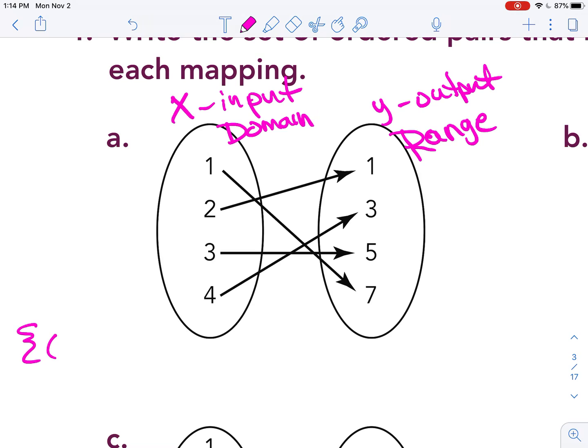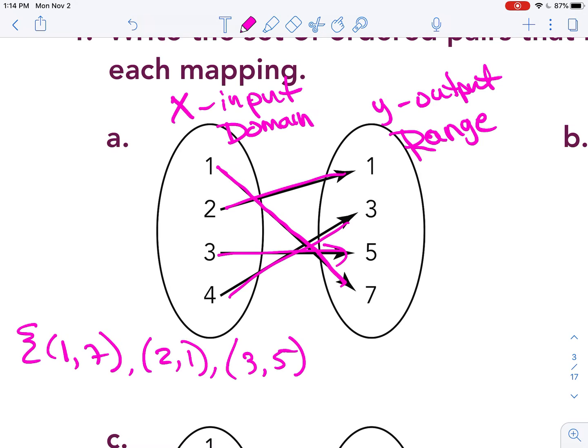So I take 1 because that's my first number here. And if you look at it, 1 goes down to 7. Notice how the arrow, the ray starts at 1 and goes to 7. That means it starts at 1 for the X value and goes to 7, which is the Y value. So then I have 2, and 2 comes up here to 1. And 3 goes straight across to 5. And 4 goes up to 3. And there you have it.